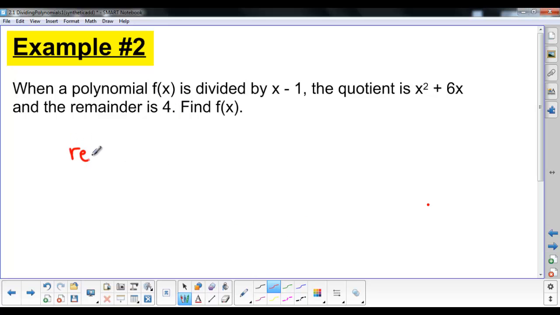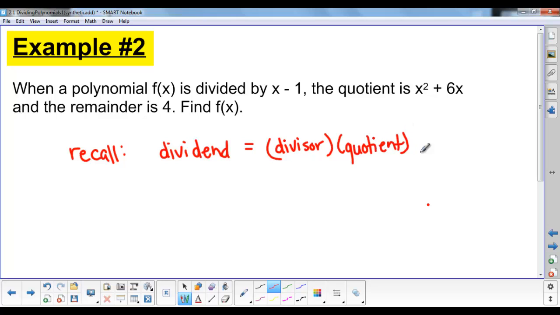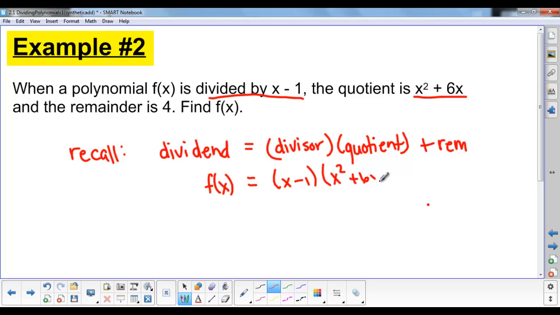So that formula, the dividend equaling the divisor times the quotient, plus the remainder, comes in very handy. So the dividend is the thing we want to find out. That is our f of x. The divisor, we know, is x minus 1. The quotient is also given to us, x squared plus 6x. And the remainder, we know, is 4.